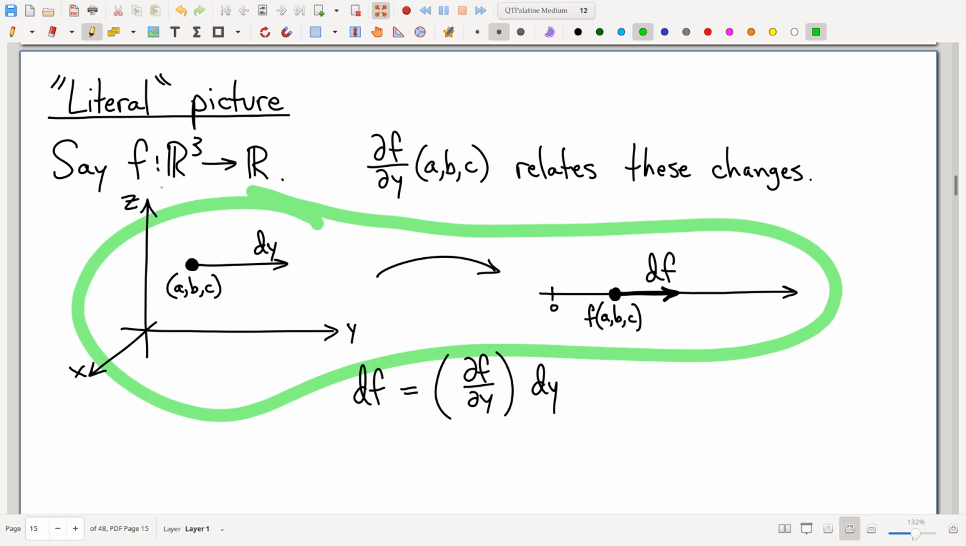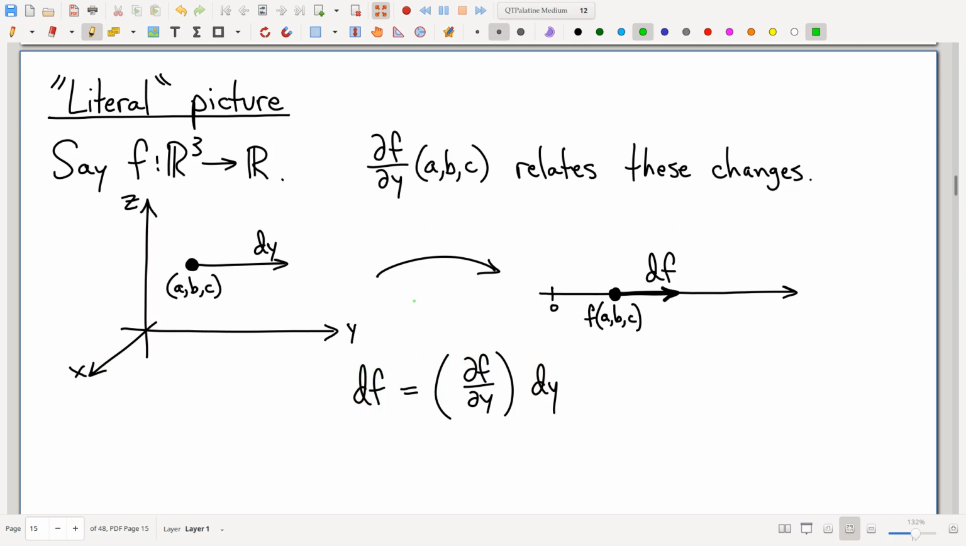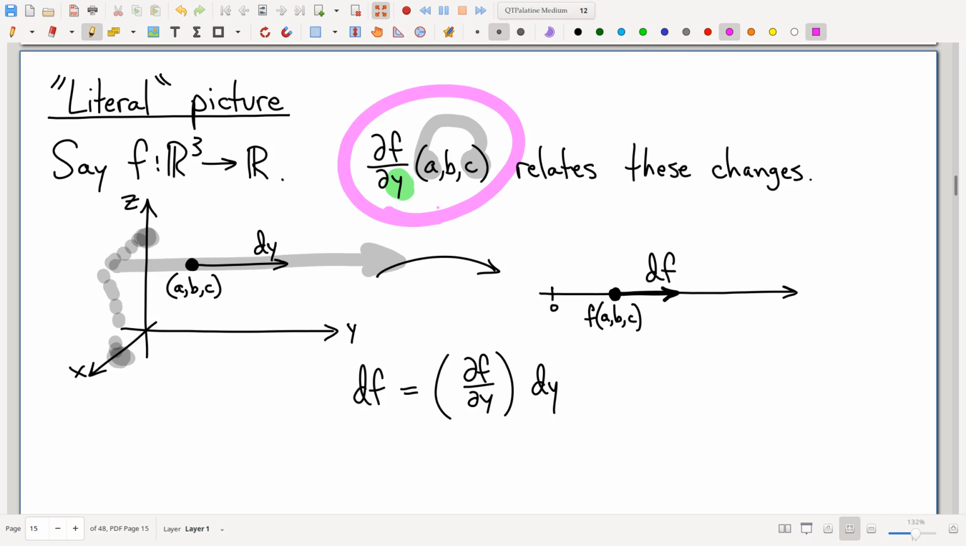How would I make sense out of partial derivative in this context? So the first thing to keep in mind, partial derivative means y is the only variable. That means x and z are fixed. That means x is and shall remain a, and z is and shall remain c, which means that I'm kind of stuck on this line right here, because x and z aren't allowed to change.